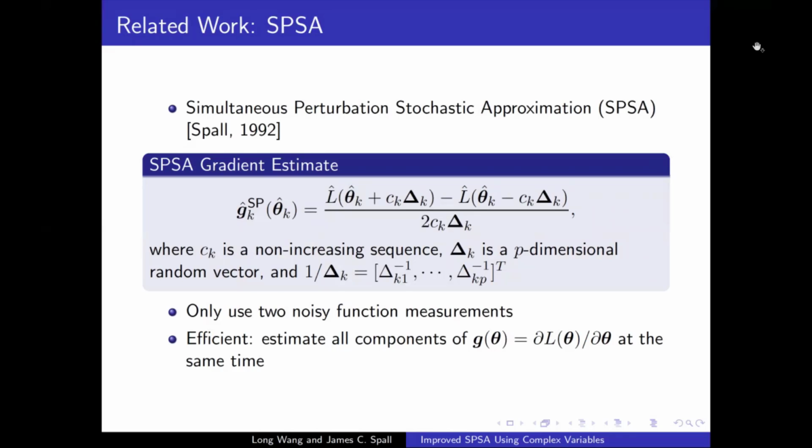classic gradient-free approach, which is the simultaneous perturbation stochastic approximation, developed in 1992 by Spall. So the idea is similar to the finite difference method, where you take two function measurements at two different perturbed values. So one at theta hat k plus some perturbation value, c_k delta_k, and then another function value evaluated at theta hat k minus the perturbation value. Then we take the difference between the two function measurements, then divide by the vector c_k delta_k to get all the components of the gradient at the same time. So the name simultaneous perturbation means you don't need to estimate each component separately. You can just do them in one shot.